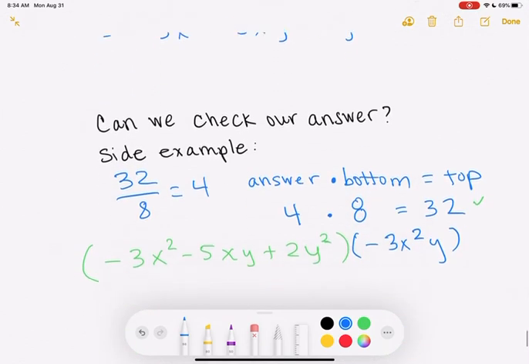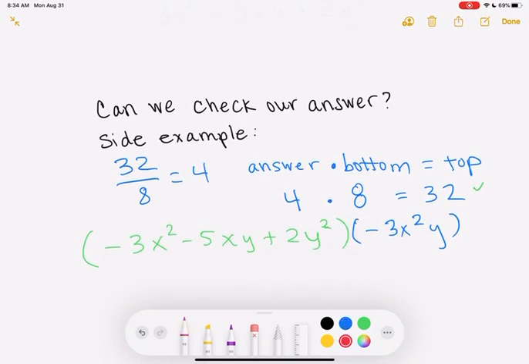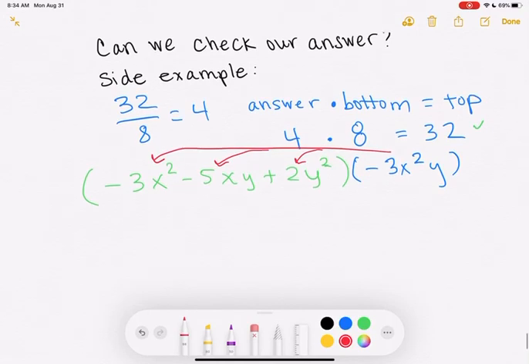And hopefully when we multiply this out, we get what was up top, that huge guy, okay? So you go ahead and try this because it's good practice. Multiply this negative 3x squared y to the first part, to the second part, to the third part. Okay, so you go ahead and try it, and hopefully you get what was originally on the top to check our answer to make sure we did it correctly. Okay, because if it doesn't match up, that means that something went wrong. Go ahead and give it a try.